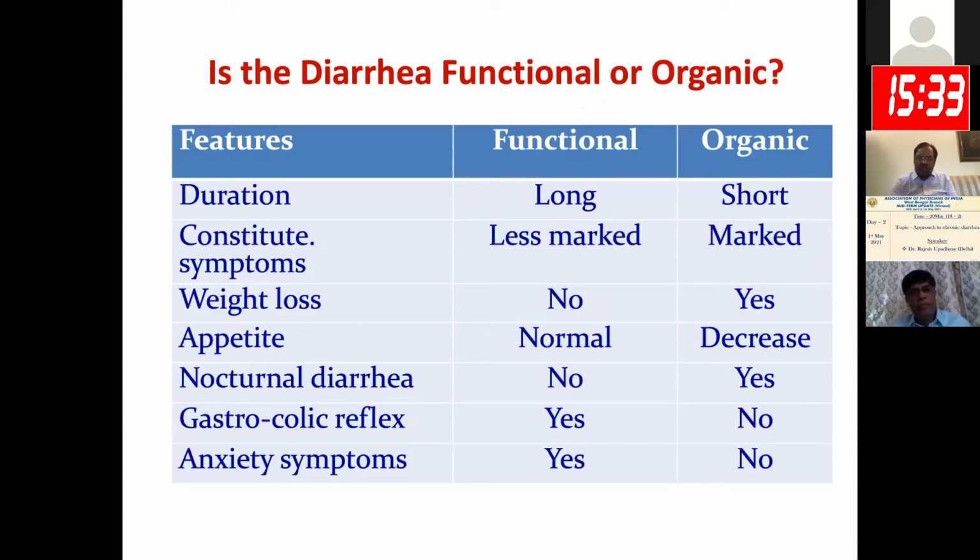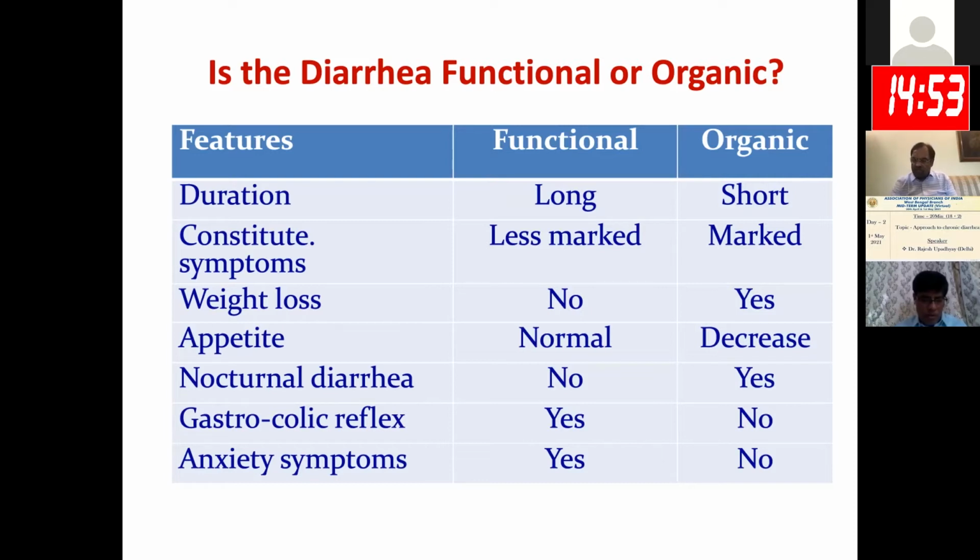Well, let us first look at the features of functional versus organic diarrhea. Functional diarrheas, for example, the IBS types, are of a long duration. There are less marked constitutional symptoms like fever, abdominal pain can be less but not very marked. Weight loss will not be there. Appetite, etc., is normal. Patient is having no diarrhea at night. And this is a very important question to ask. A patient with functional diarrhea will usually have diarrhea during the daytime, and once the patient goes to sleep, there is no diarrhea at night.